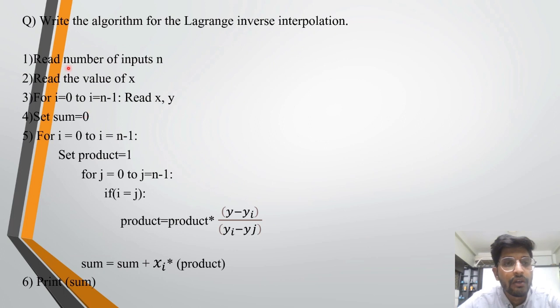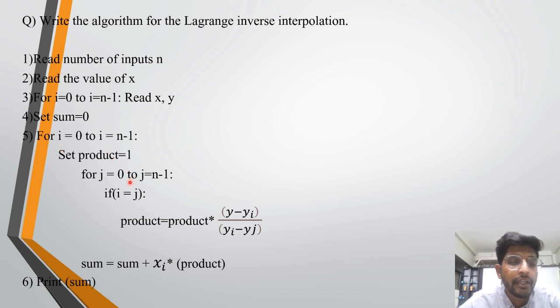Now here's the next question. In the next question, we need to write the algorithm for Lagrange's inverse interpolation. Here we first read the number of input values n. Then in the second step, we read the values of x. And for i equal to 0 to n minus 1, we read the values of x and y. Then we set the sum equal to 0. And for i going from 0 to n minus 1, we set the product equal to 1.